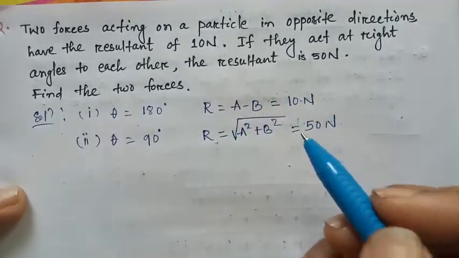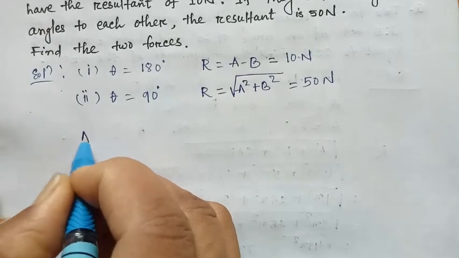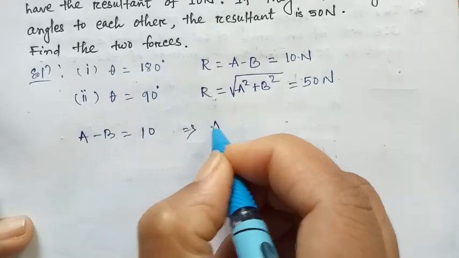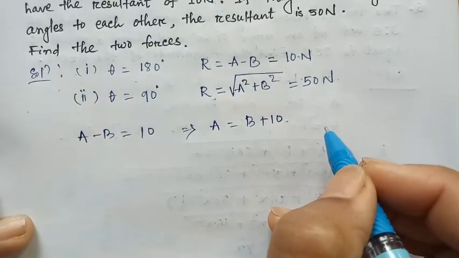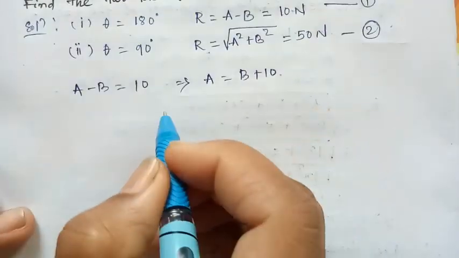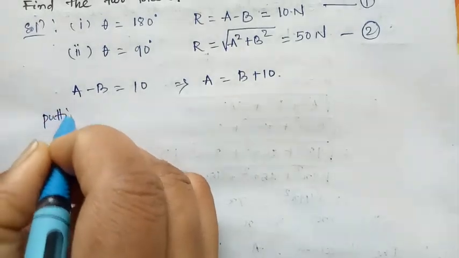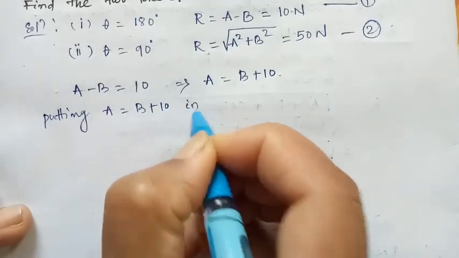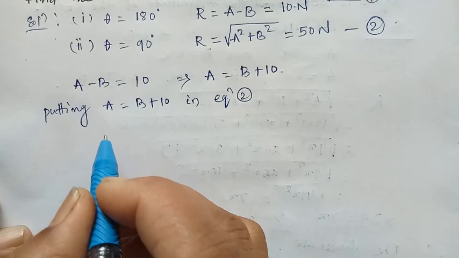So find the two forces. From A minus B is equal to 10, that implies A is equal to B plus 10. Okay. Let this be equation number 1, and the other is equation number 2. Now substitute this, putting A is equal to B plus 10 in equation 2. We get how much?